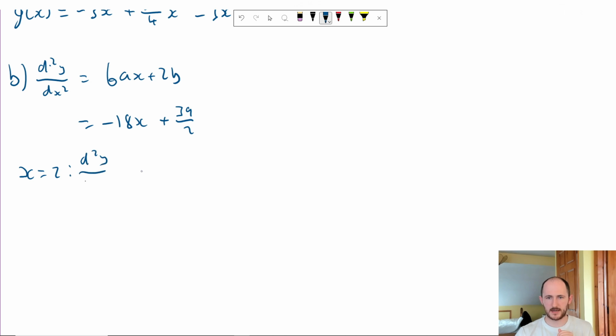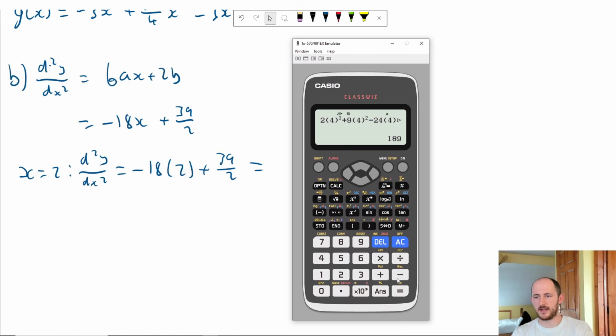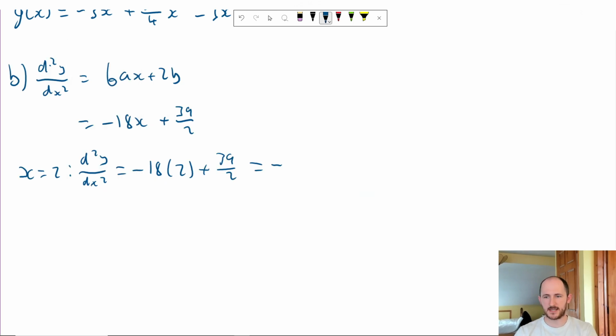d squared y by dx squared. Again, I would recommend always writing out the substitution. Equals, and let's work it out. Again, I know it's negative, but I like to just be really thorough in my answers. Minus 18 multiplied by 2 plus 39 over 2 gives me minus 33 over 2. That is less than 0.